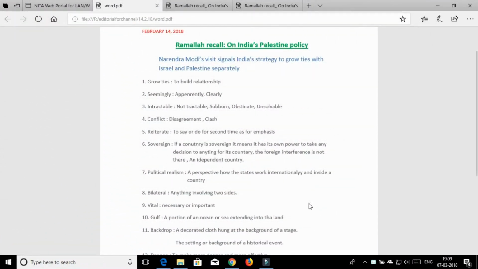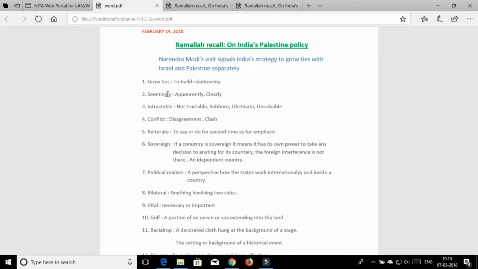So moving to the next section, let us talk about the important words. The first word is grow ties. The meaning of growing ties is to build a relationship. Next word is seemingly. You better know the word seem. If something appears to you, we say it seems to be this. And seemingly means in the same sense, this is the adverb of seem. So seemingly means apparently or clearly. Anything which is appearing to you in a very clear way, you say this is seemingly this one.